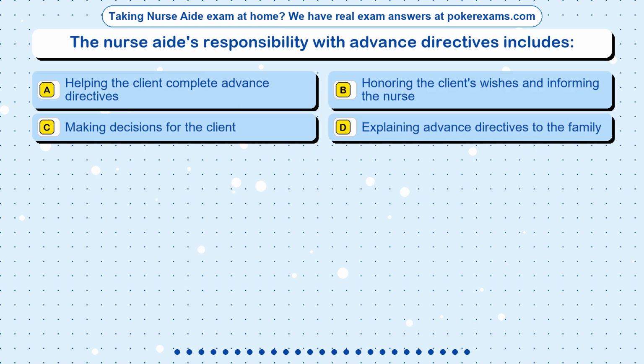Question 6. The nurse aide's responsibility with advance directives includes: Option A, helping the client complete advance directives. Option B, honoring the client's wishes and informing the nurse. Option C, making decisions for the client. Option D, explaining advance directives to the family.